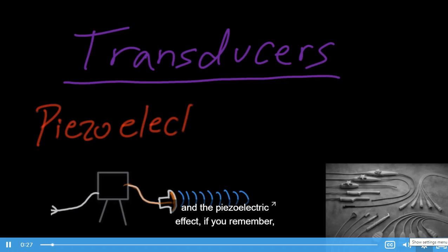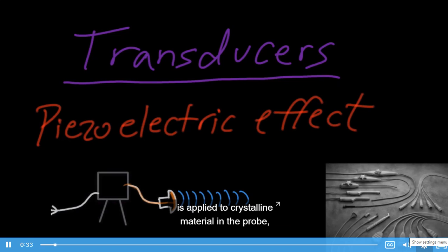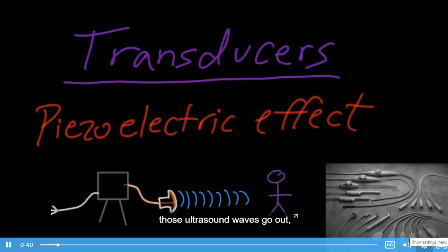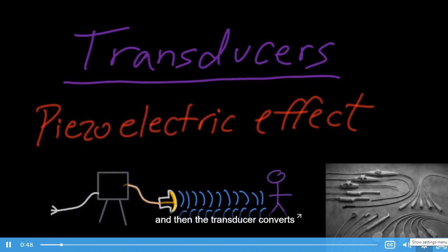And the piezoelectric effect, if you remember, is where an electrical current is applied to crystalline material in the probe. They change shape, vibrate, create ultrasound waves. Those ultrasound waves go out, hit the patient, are reflected back. Those reflected waves hit the crystals, change shape again, and then the transducer converts that signal back to electrical energy.